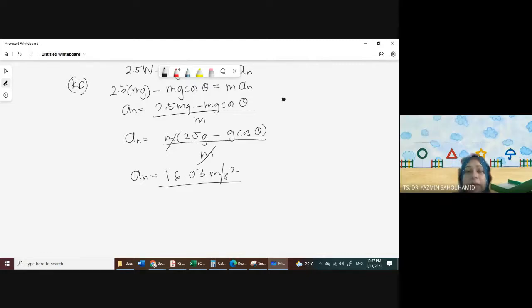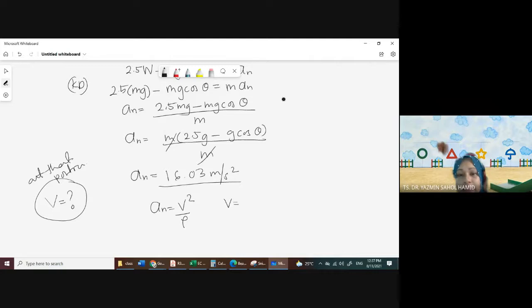Okay, so now that one is done. Now it wants the velocity. So we know velocity, how do we get velocity? Which velocity does it want? The velocity at that position. So at that position, what you need to do is use this formula: AN equals V squared over rho. So you need to get V. So how do you get V? V is the square root of AN multiplied by rho. Right? So what is AN?